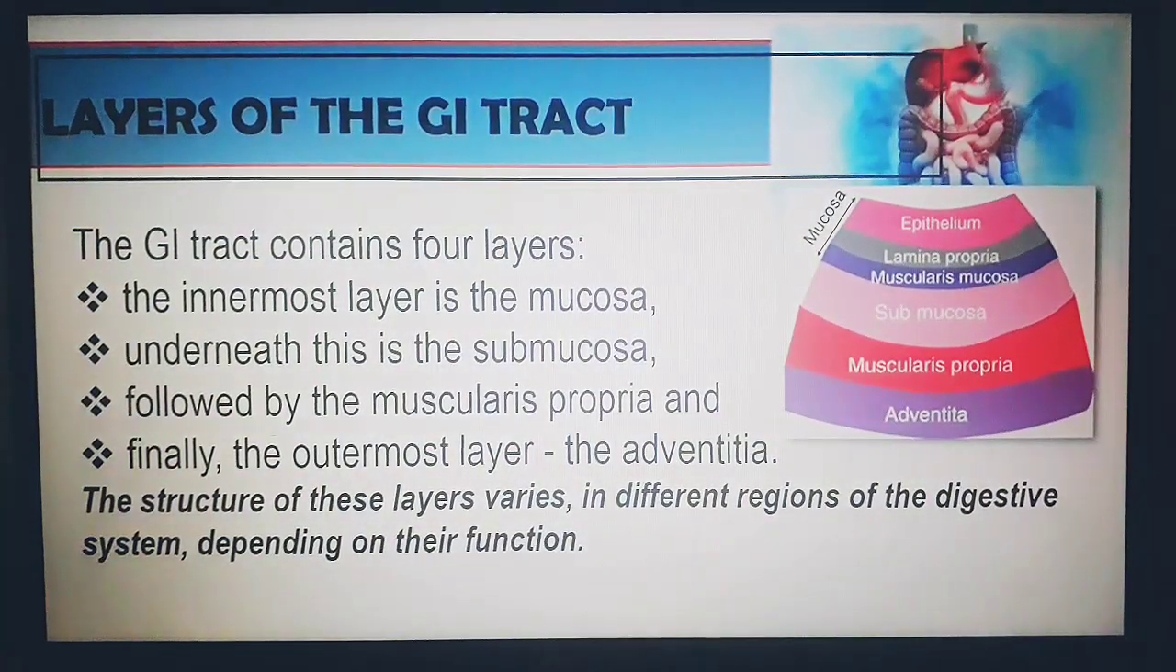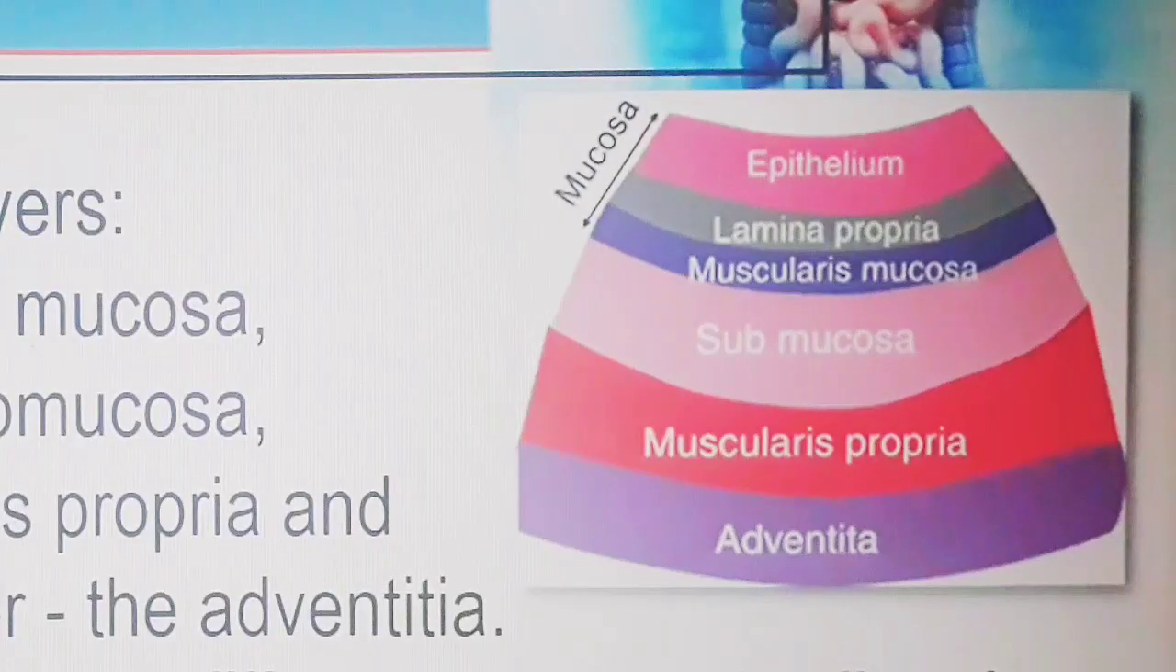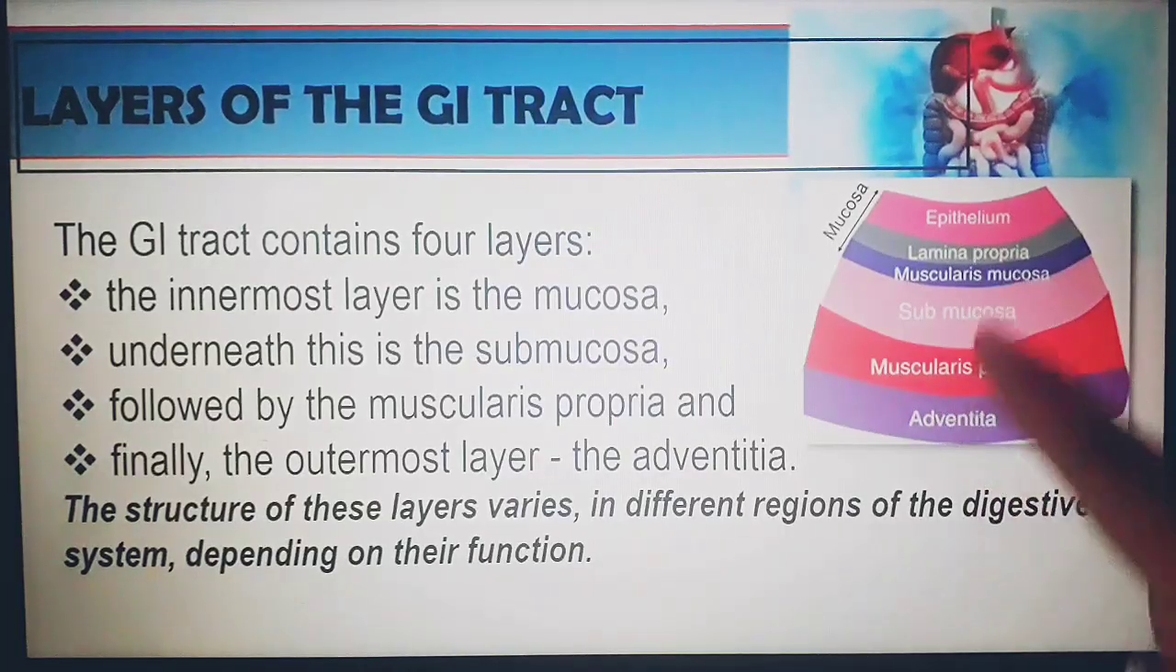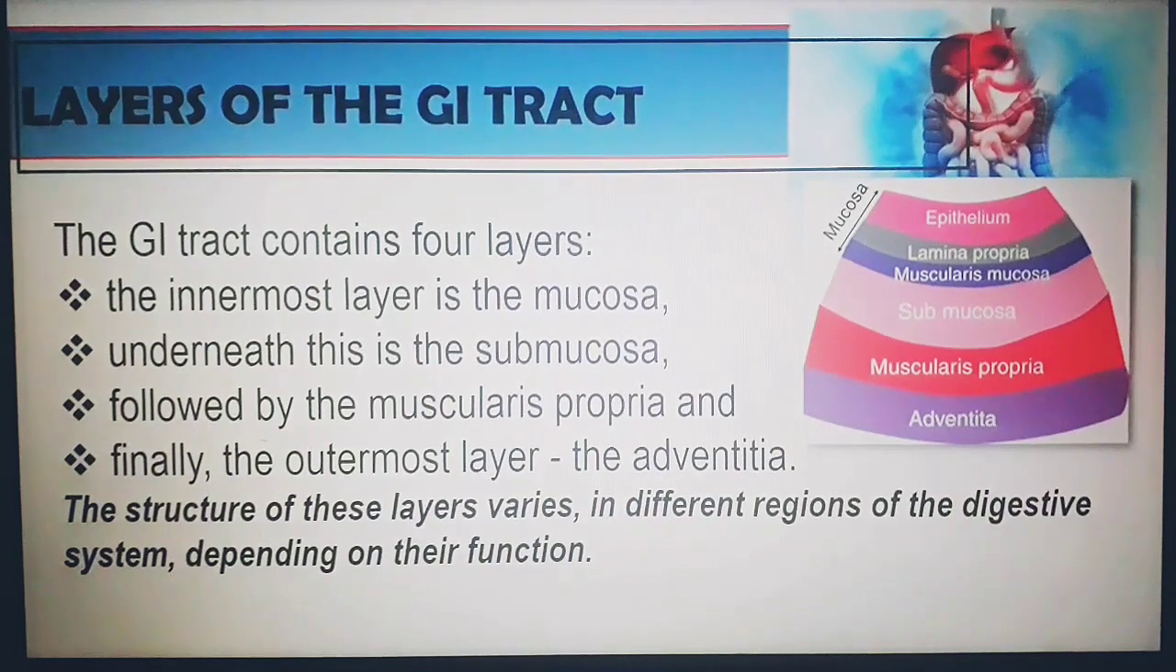Okay, so these are the layers of your GI tract. The innermost layer is your mucosa. Underneath is the submucosa, followed by the muscularis propria, and finally the outermost layer is the adventitia. So refer to these layers. The structure of these layers varies in different regions of the digestive system depending on their function.